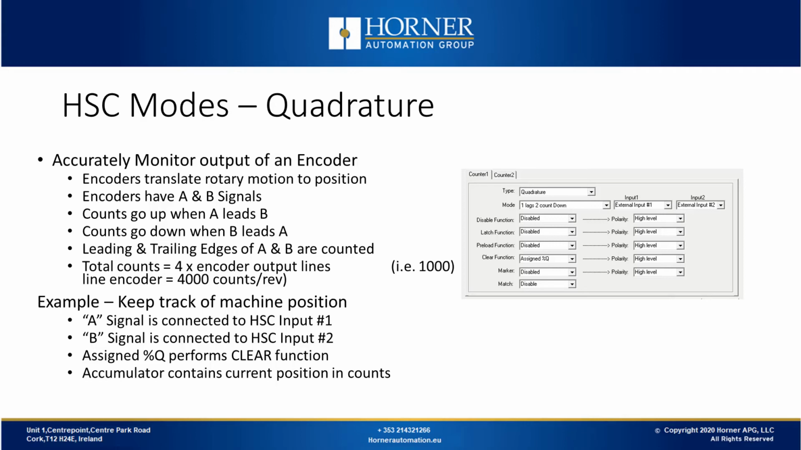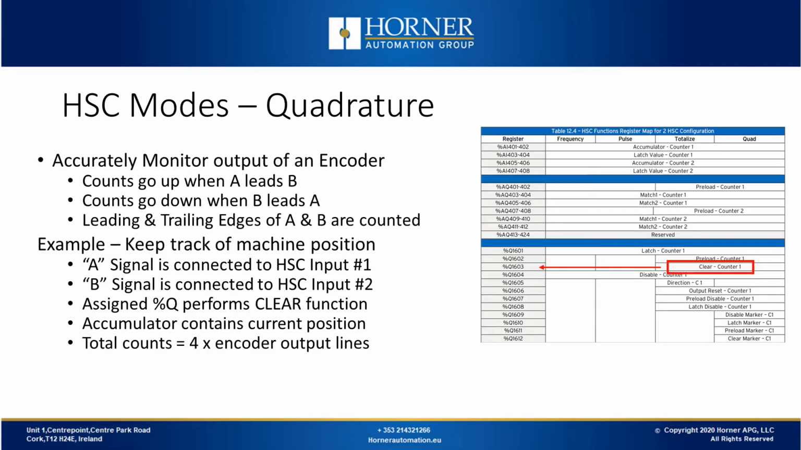Over the next couple scans, I'm going to clear the accumulator, so when I start moving again, I'll start counting in the appropriate direction and have an appropriate value for position. The accumulator contains my current position and counts. When looking at where we can find the clear bit, we see the clear bit on Q1603. That information is in the high-speed counter chapter of the user's manual.